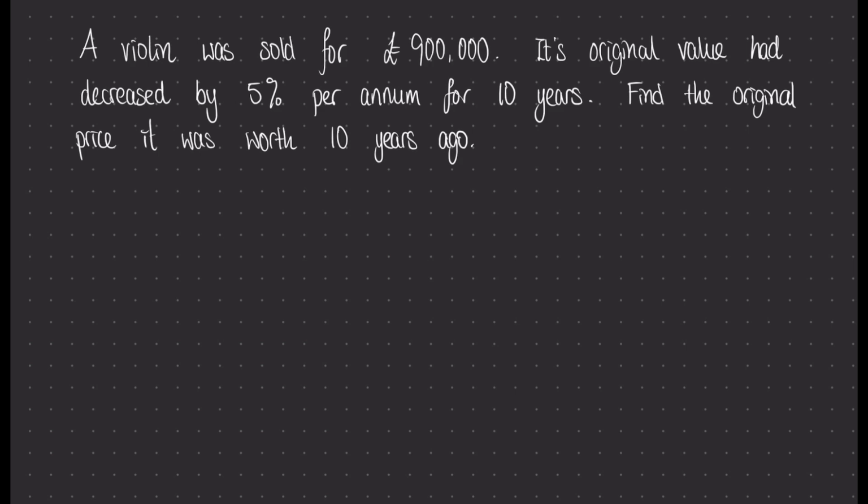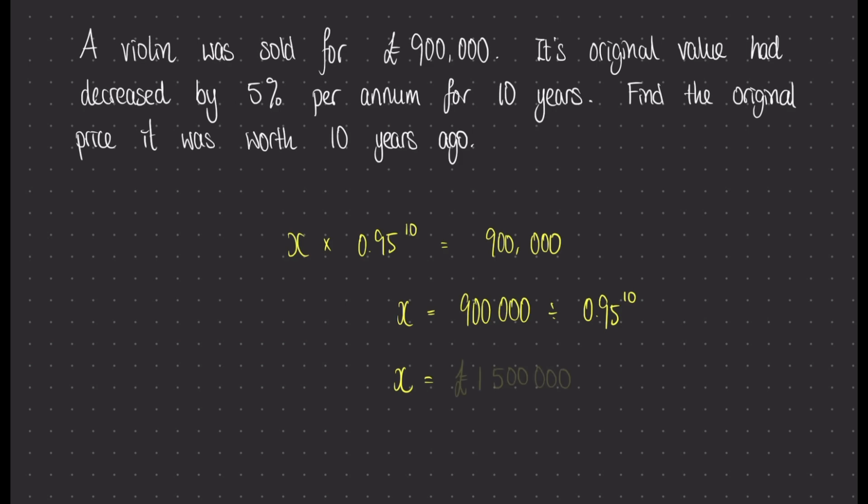We have an original price, we don't know what that was, so we use x. In this case, our multiplying factor will be 0.95, giving a depreciation of 5% per year. And because it's compounded and it's happened for 10 years, we raise this to the power of 10. And this should be equal to its new value, which is 900,000. So here we can simply divide both sides by 0.95 to the power of 10. And if we work this out, we find that it's 1,500,000.